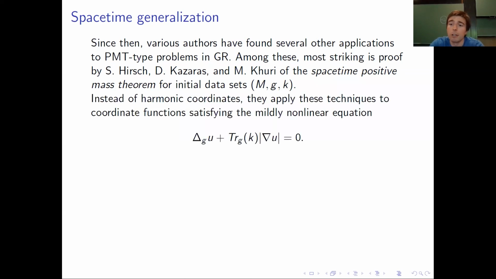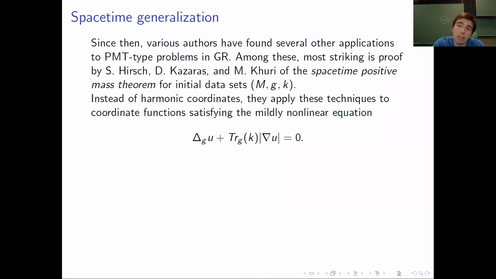All right, and what's interesting here is that instead of using harmonic coordinates, they're now applying these techniques to coordinate functions satisfying a slightly nonlinear equation of the following form. So Laplacian of u plus trace of this 2-tensor that's representing the second fundamental form of your space-like slice in the space-time times the norm of the gradient is 0. All right, and it's just somehow you play with the formulas, and this is something which pops out exactly what you would like it to.